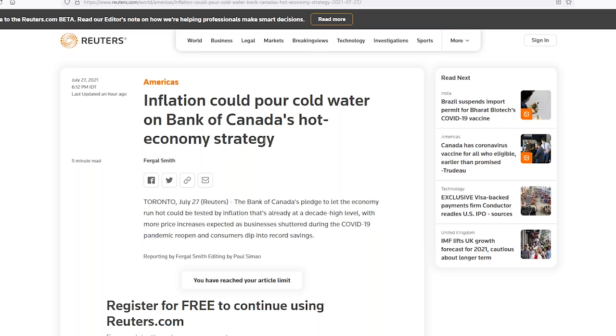That type of inflation actually can create some scare on the markets. And so there's some worry that the inflation could kind of pour cold water on the Bank of Canada's hot economy strategy. You know, the Bank of Canada, just like banking systems around the world, have held very low interest rates, giving easy loans, etc.